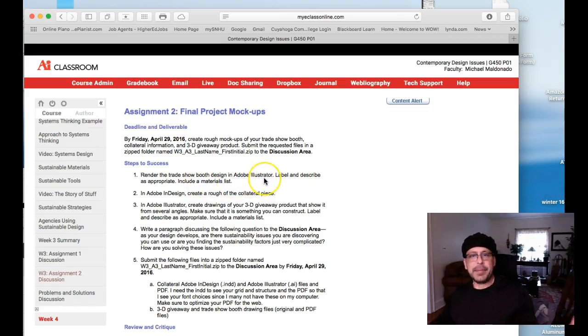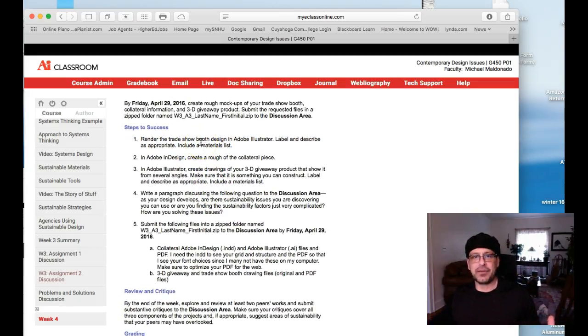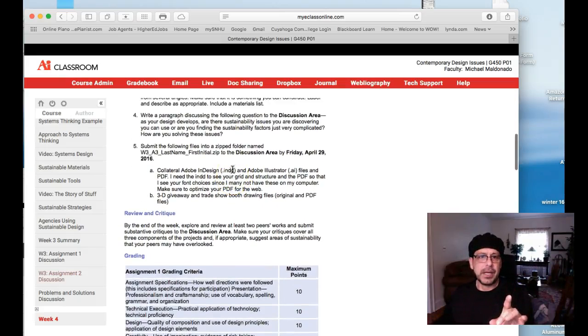Okay, so does that mean show the booth and then on a different page, label the parts of it, and then on a different page, give it a materials list? Absolutely not. That means render a trade show booth. In that rendering, label the rendering and describe everything you've labeled, and then include a materials list for those items you have labeled, okay? That's how a spec sheet works. It's not like, okay, let me see if I can streamline this so I can render the trade show booth, then I can label and describe somewhere else. Do you see what I'm saying? Okay, so a few of you had heard about that.